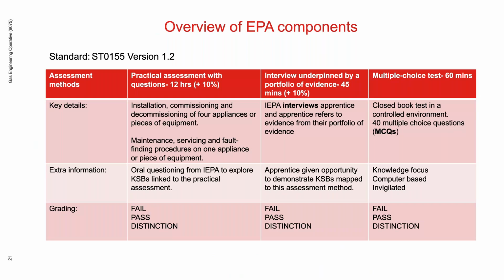The interview underpinned by portfolio of evidence, 45 minutes plus 10%. EPA interviews the apprentice, and the apprentice refers to evidence from the portfolio of evidence provided. Apprentice given opportunity to demonstrate KSBs mapped to the assessment method. Again, this is a pass-fail distinction.